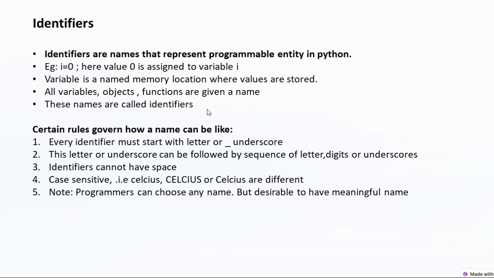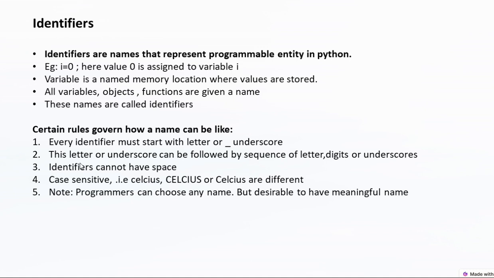So when you are writing your program, you are declaring I is equal to 5. So I is actually a variable and the name which you are giving to it is called an identifier. You declare a function. Let's say the function name is calculation. Now calculation is the name of the function and that's actually an identifier. It's a name which is given to a function and that's an identifier. Now there are certain rules that govern how identifiers can be given names.